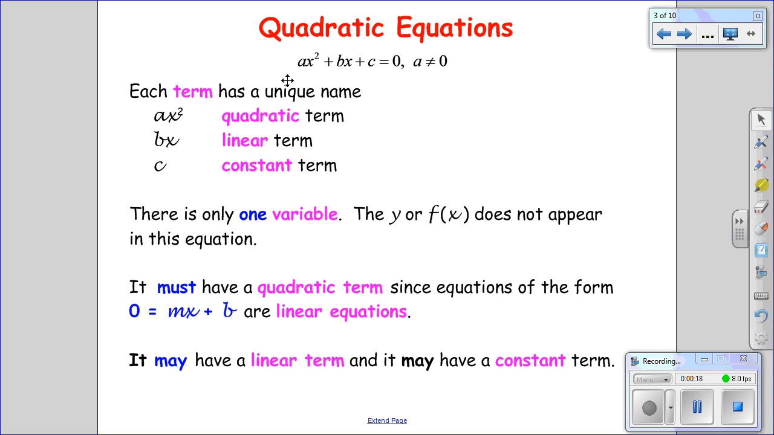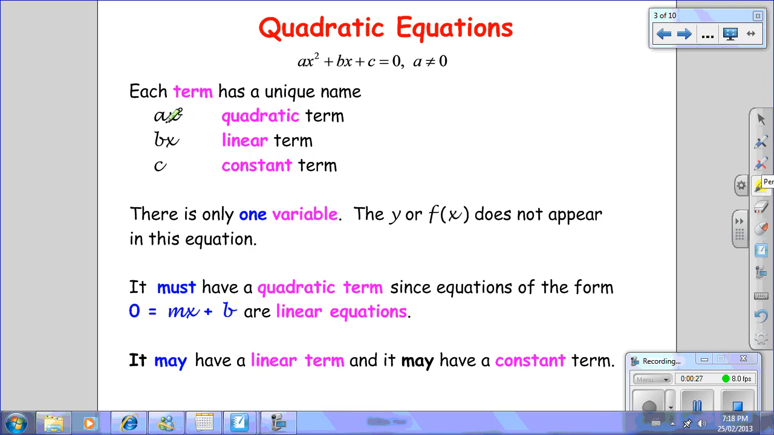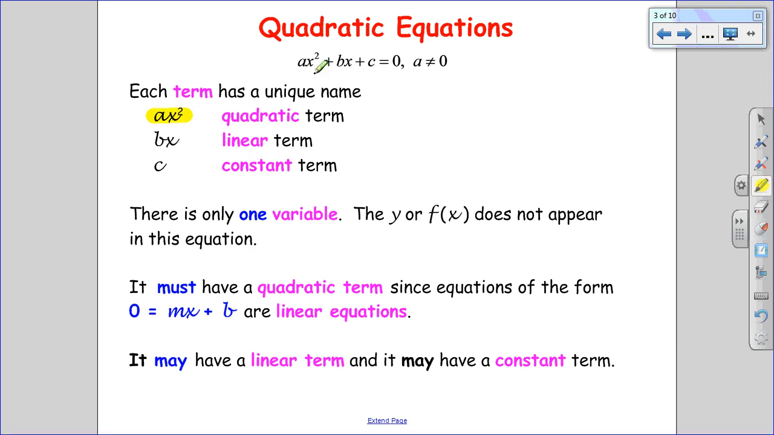Quadratic equations have the form ax squared plus bx plus c equals 0, where a can't be 0. Each term has a unique name. The ax squared term is called the quadratic term, bx is the linear term, and c is the constant term. There's only one variable in a quadratic equation, so instead of writing f of x equals or y equals, we've replaced that with equals 0.